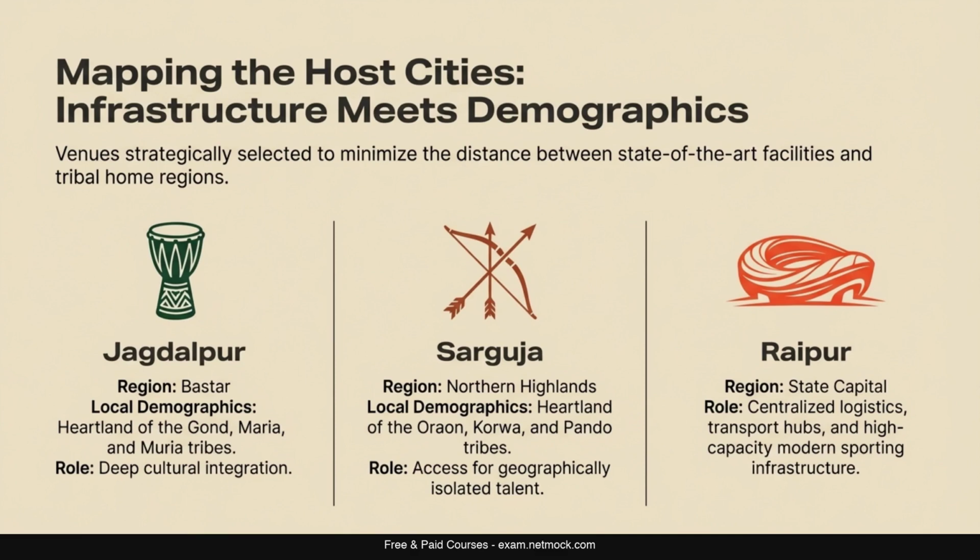3 cities selected strategically. Jagdalpur in Bastar, heartland of the Gond, Maria, and Muria tribes, for deep cultural integration. Sarguja in the northern highlands, heartland of Oraon, Korwa, and Pando tribes, for accessing geographically isolated talent. And Raipur, the state capital, providing logistics, transport, and modern sporting infrastructure.